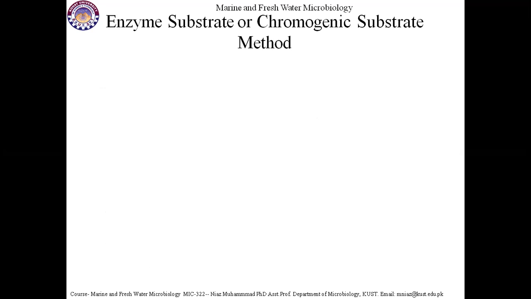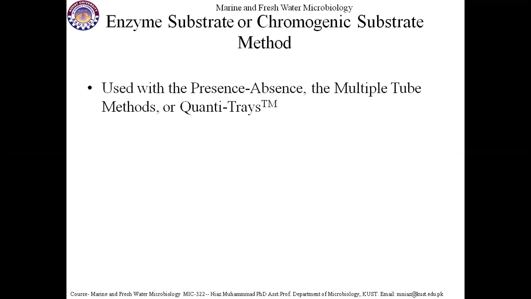Another method, which is for the field, is the enzyme substrate or chromogenic substrate method, which is very specific and very fast. For field experimenters, if we want to go into the field and check whether a water reservoir is microbially or fecally contaminated or not, we can use the enzyme substrate chromogenic substrate method. It is used for presence-absence, whereas the multiple tube methods are quantitative.